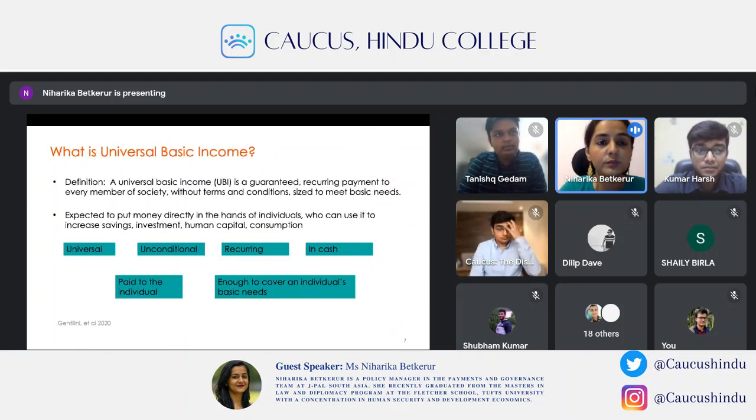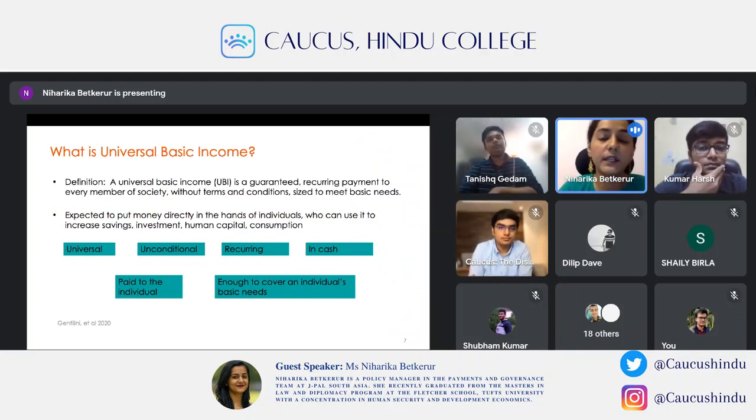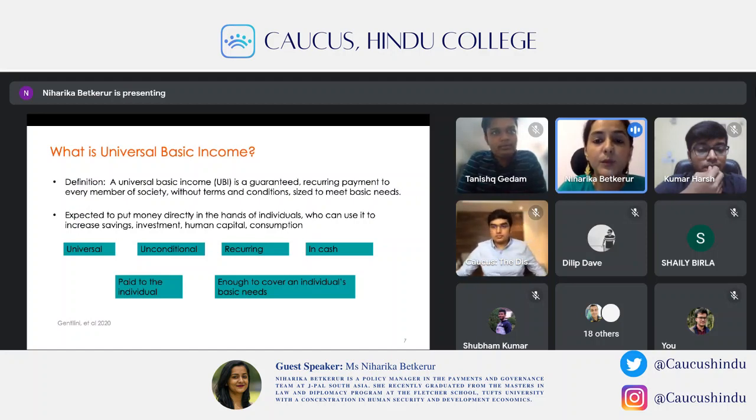So let's start with defining universal basic income, right? It is a guaranteed recurring payment to every member of society without terms and conditions, sized to meet basic needs. This is a definition from the World Bank, and here you can already see that there are a lot of different features that pop out.